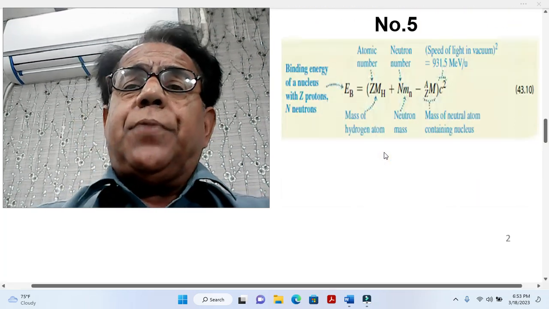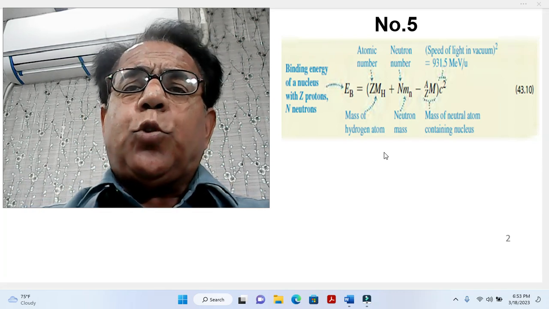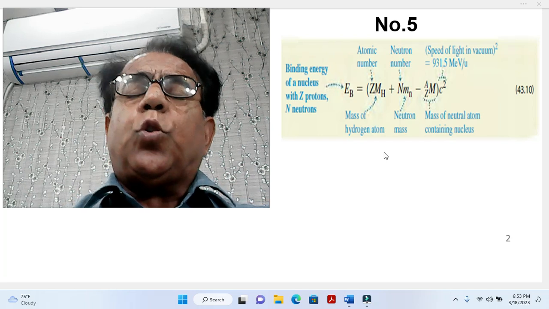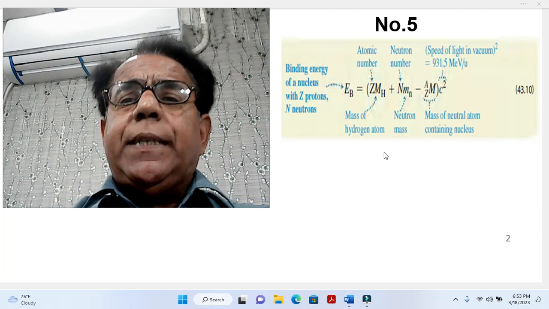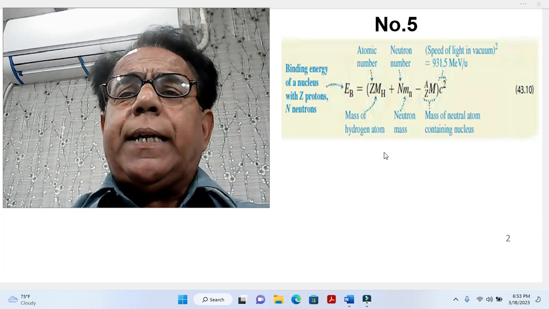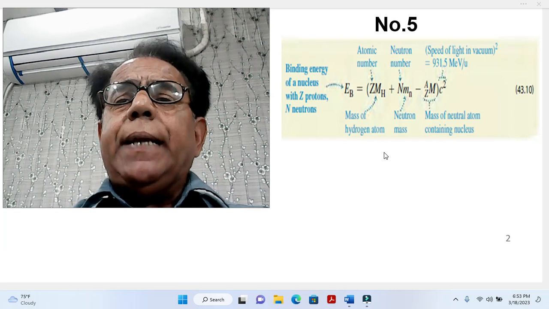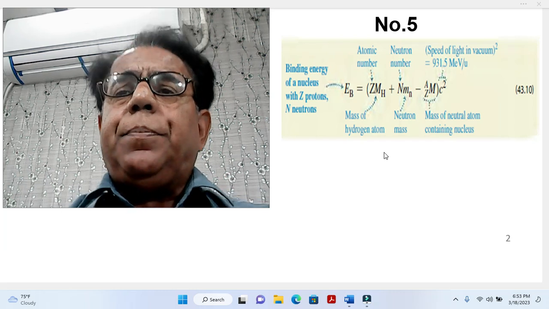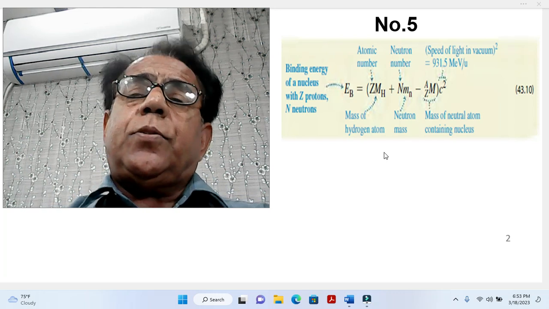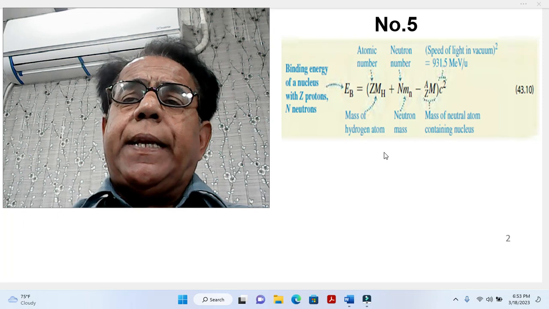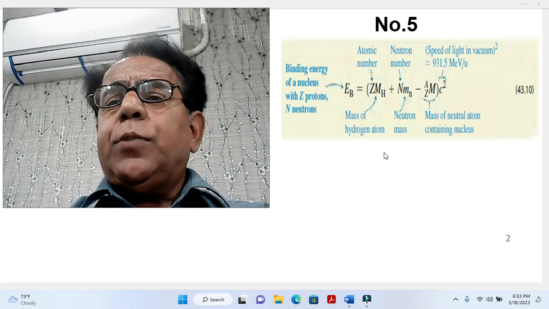Tool number 5. Binding energy of a nucleus with Z protons, N neutrons. EB, that is binding energy, B is written as a subscript of E, equal to Z, M, H is written as a subscript of M, plus N, N is written as a subscript of M, minus M, left superscript A left subscript Z, into C square.